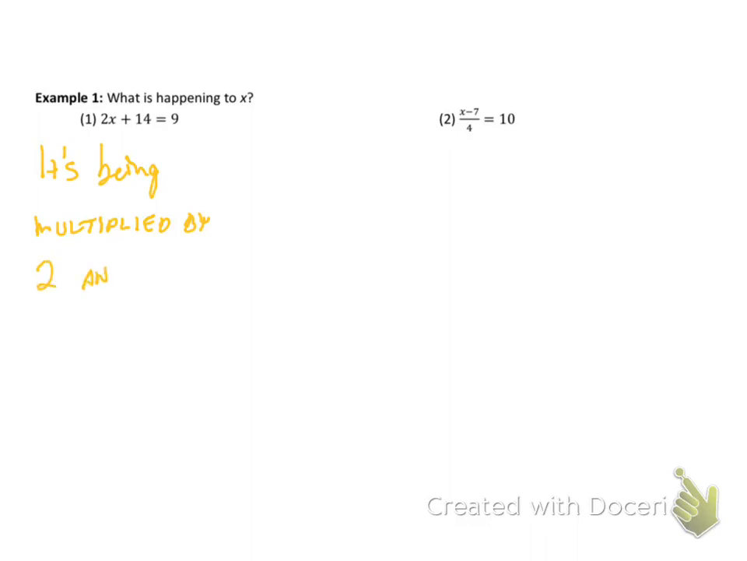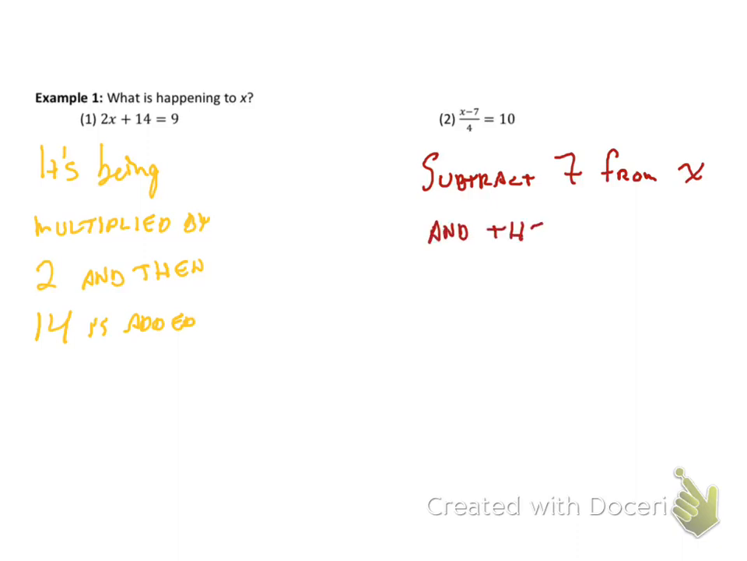And then 14 is added. So there's a couple extra steps in that one. You got x is being multiplied by 2, and then 14 is added. In number 2, that one we're dealing with a little fraction. So the first thing in that one is that you subtract 7 from x, and then divide by 4.